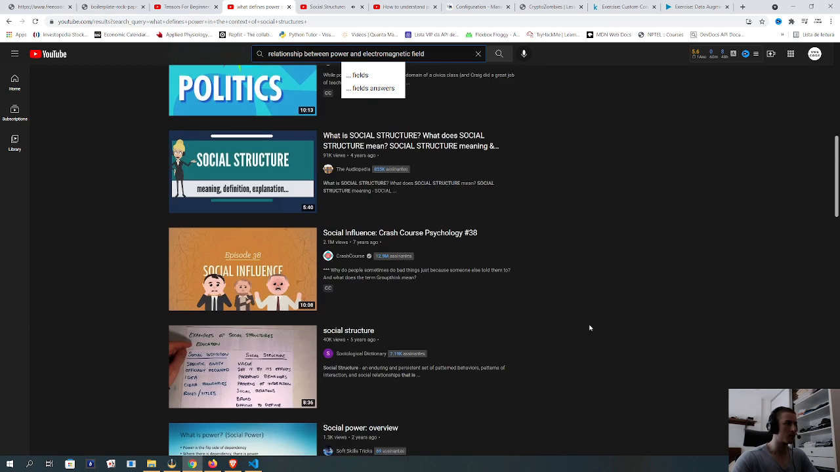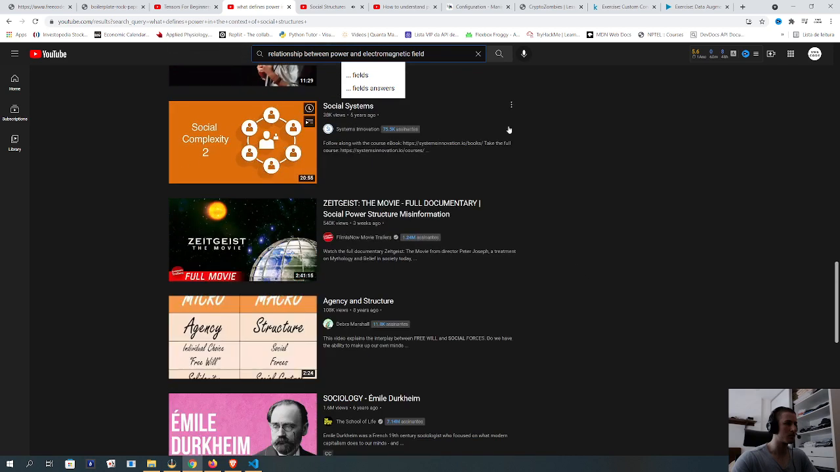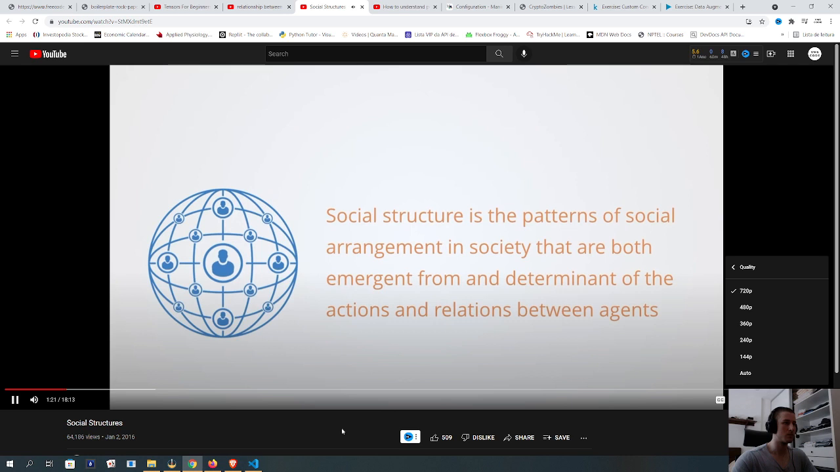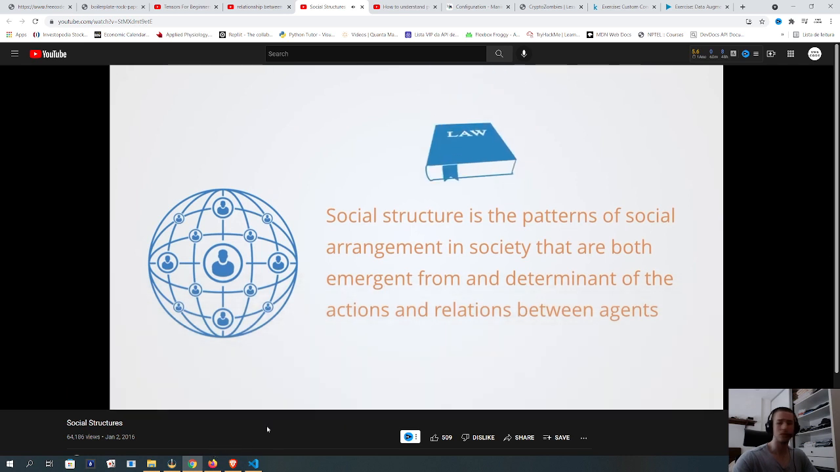In the social sciences, social structure is the patterns of social arrangements in society. They are both emergent from and determinant of the actions and relations between agents. As enduring patterns of behavior and interaction, they define some form of order to the overall system. Social structures are typically complex and recurring patterns of organization.